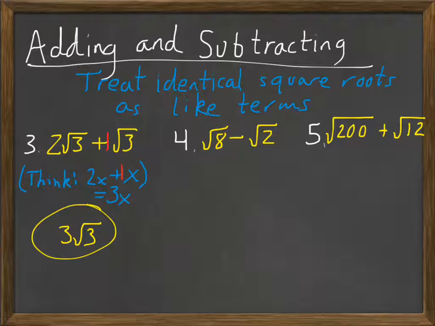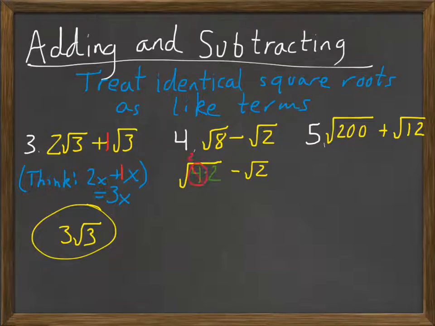Let's look at number 4. Now, this says square root of 8 minus square root of 2. I cannot subtract those two because they are not like terms. They are not identical square roots. However, I can simplify, and that might allow me to do that. So I can simplify the square root of 8 by changing it into the square root of 4 times 2. 4 is a perfect square.